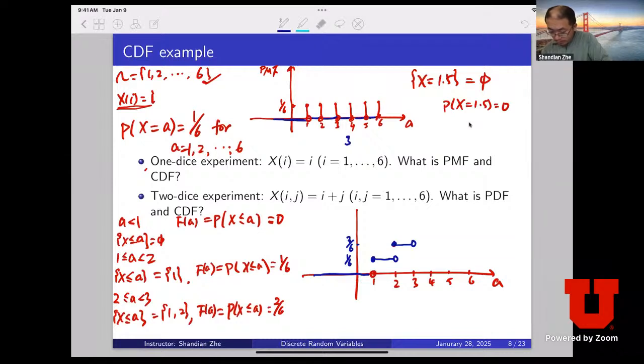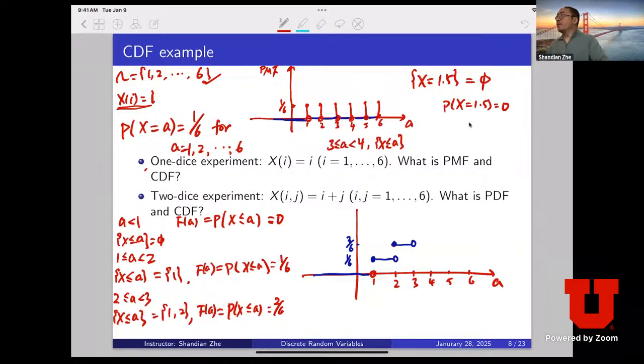For 3 less than or equal to A, but less than 4, what does the event X less than or equal to A represent? Any thought? A is between 3 and 4. Of course, it's a half-open interval, meaning it doesn't reach 4 actually. So then what does the event X less than or equal to A include? What kind of outcomes are included?